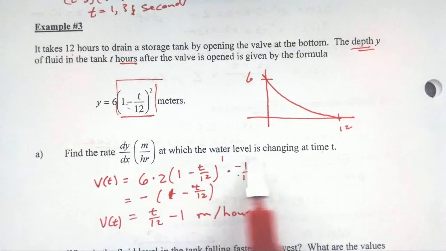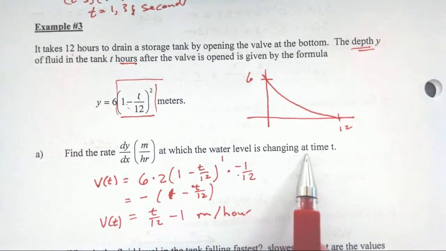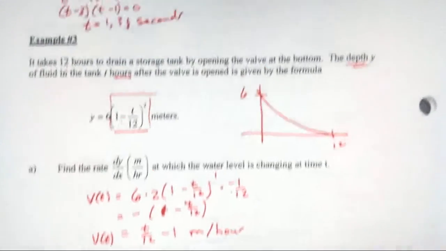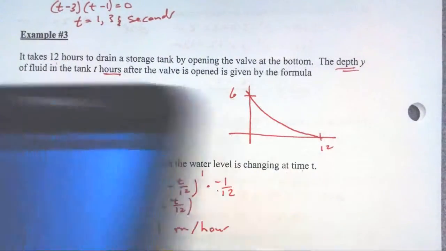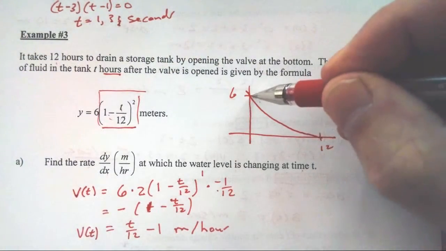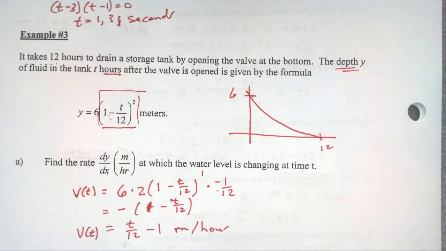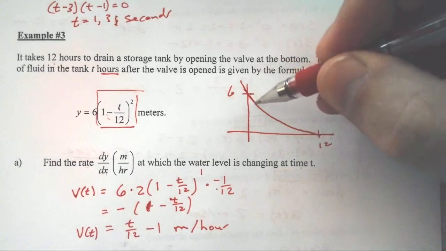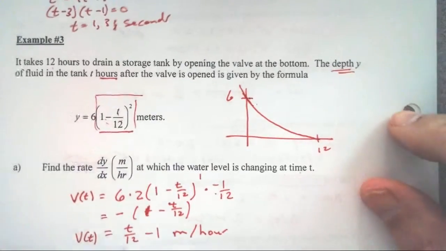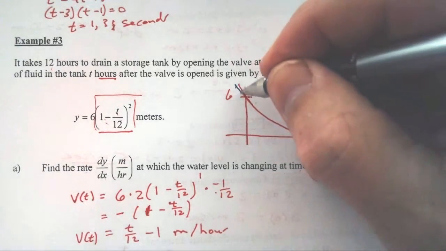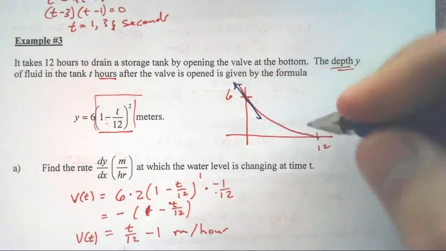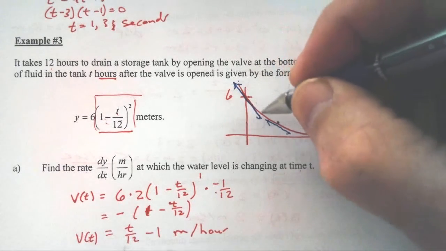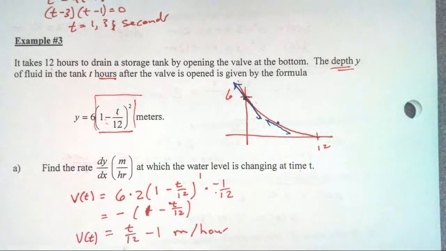Okay, so we found the rate at which the water level is changing at time t. When is the fluid level in the tank falling the fastest? Well, again, I had this graph which I translated here. When it's falling the fastest is when its velocity is the greatest going down. If we're convinced that this is a parabola going down, its greatest velocity going down is when the tangent line slope is the greatest. And that is clearly, we're in a constant state of cupping up here. This is the steepest part at 0.